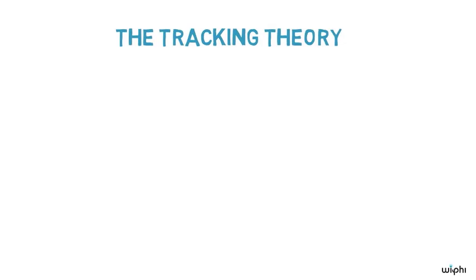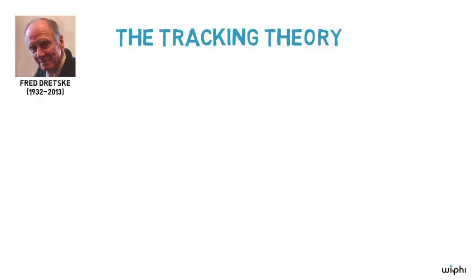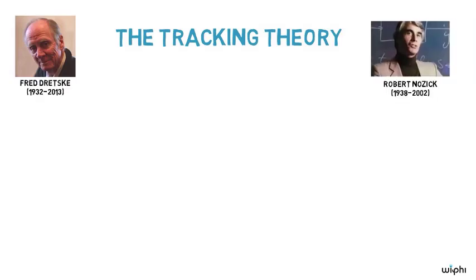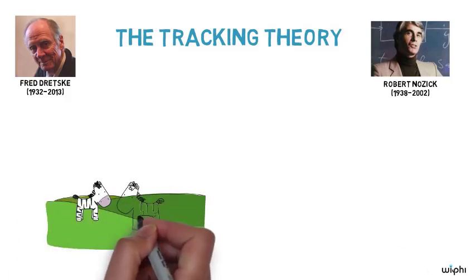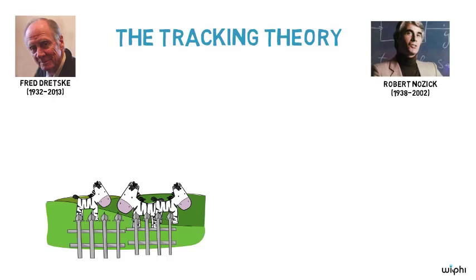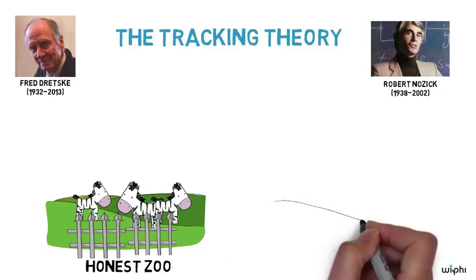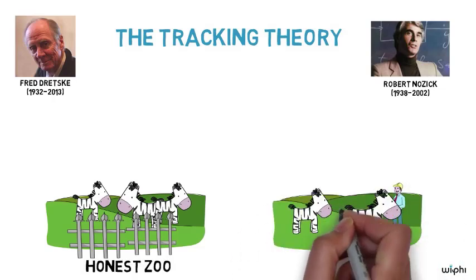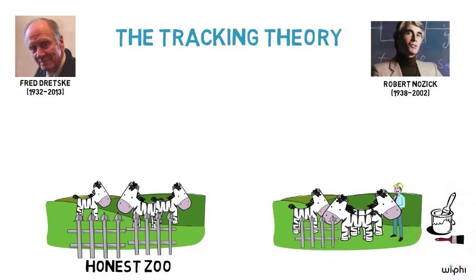The tracking theory is designed to avoid this kind of problem. The main idea was first proposed by Fred Dretske in 1971, but it got its name from Robert Nozick, who wrote extensively about it in a book published a decade later. What's the difference between a normal case, where you know that you're looking at a zebra, and the funny case where there are all these fake zebras running around?